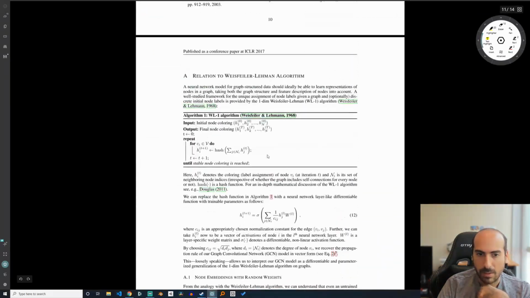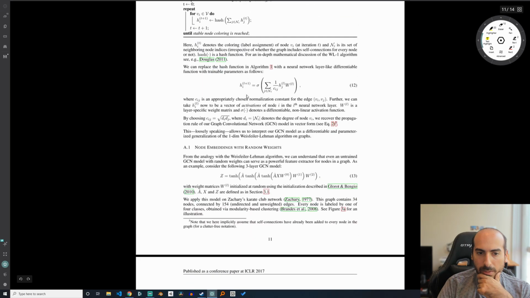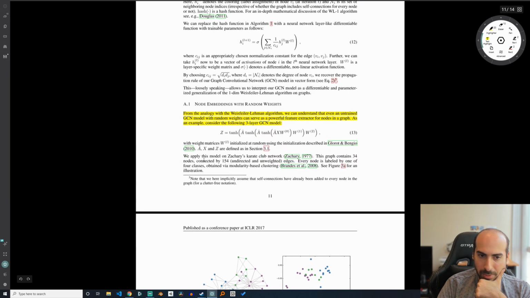Yes. What about the relation to the Weisfeiler-Lehman algorithm? Node embedding with random weights. Even an untrained GCN model with random weights can serve as a powerful feature extractor for nodes in a graph. So as an example, consider the following three-layer GCN model. All right, so these are random weights, and then we apply this model on Zachary's Karate Club network. This graph contains 34 nodes connected by 154 edges.